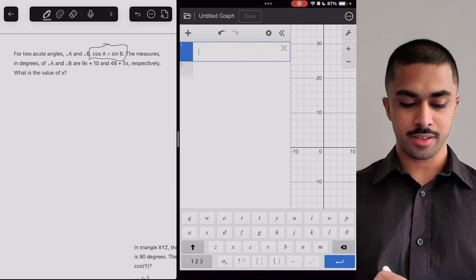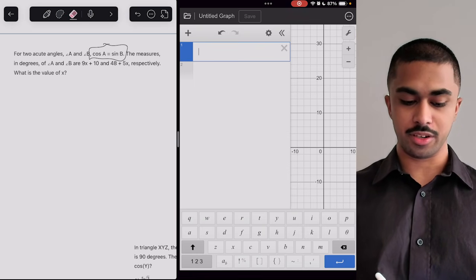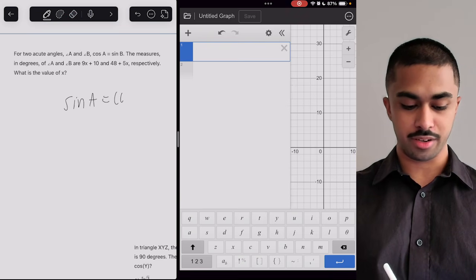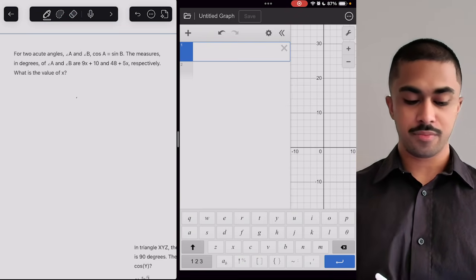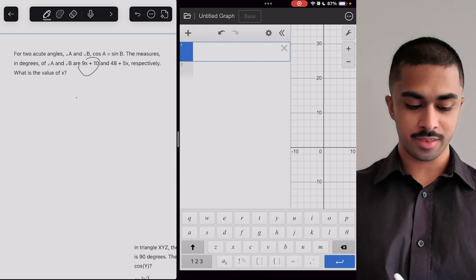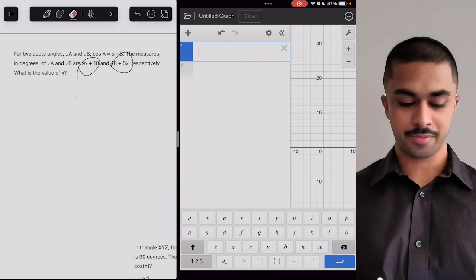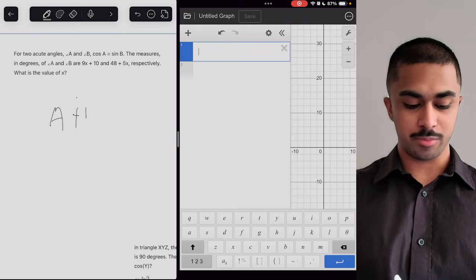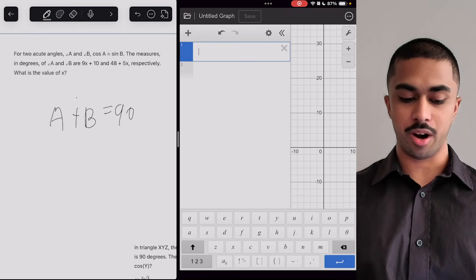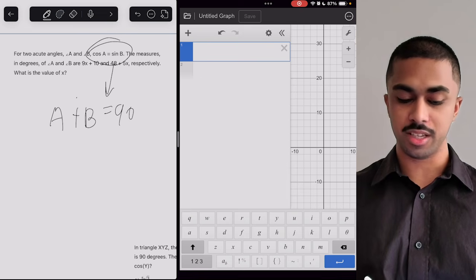Here's the thing. If you ever see this on the SAT, cosine A equals sine B, or sine A equals cosine B, it doesn't matter. Here's what you want to do. We do not set these equal to each other. We do not do that. A plus B equals 90. This is what you need to memorize. If you ever see this, immediately write this.